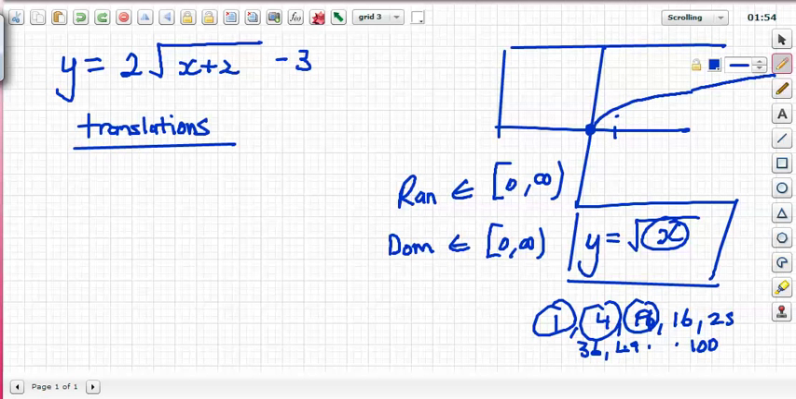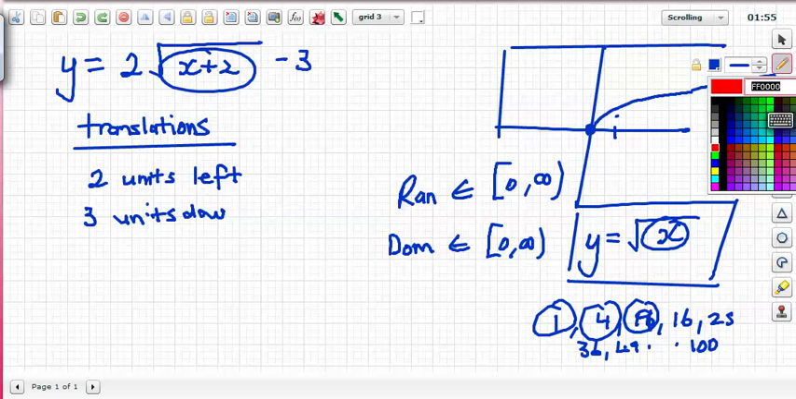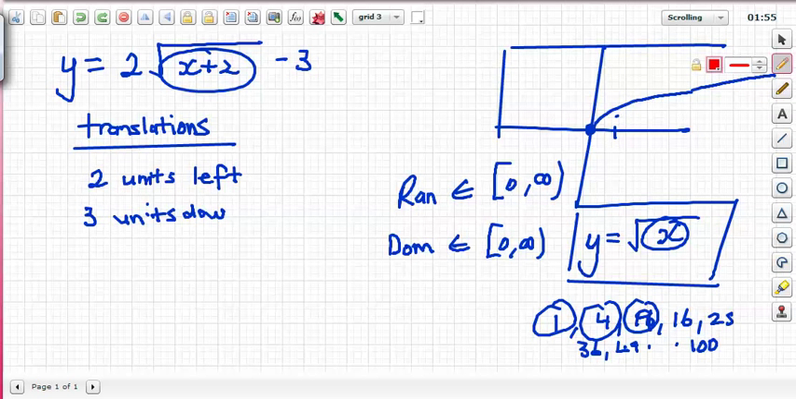So translations: our standard form is x minus h, so we've got a translation of 2 units to the left, and we've got 3 units down. Now, if I use a different color pen, that's going to give us an idea of what the graph's going to look like. Once we apply the translations, we then apply any reflections. Do we have any? Well, no, not at this stage.